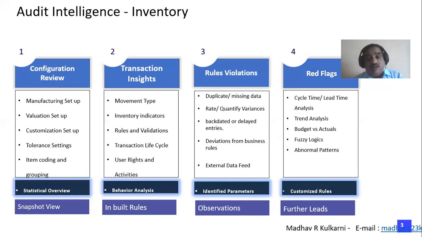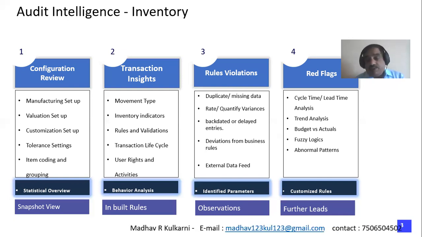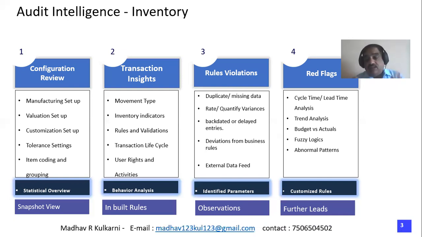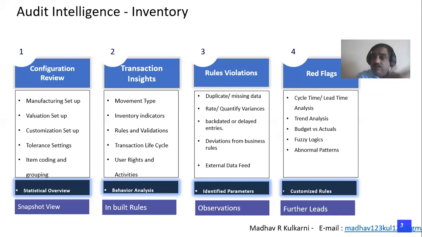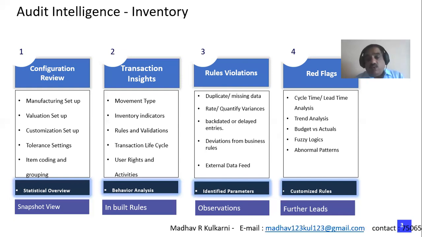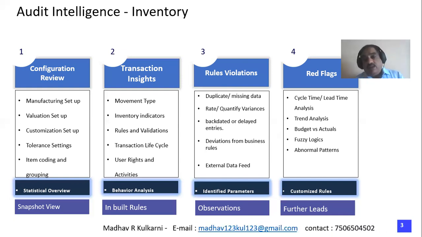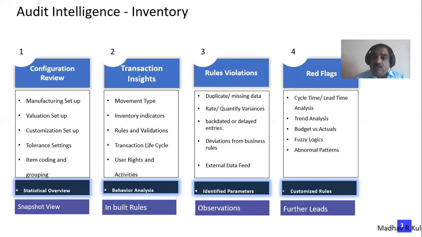What are the deviations from the predefined business rules or best practices? Are there external data fields, as I mentioned, like budgetary controls, to be tested? The budget figure may not be in the ERP, sometimes it may be outside the ERP. So based on the identified parameters, the auditor then comes to the observations. And typically, most of the auditors stop here by generating the observations.